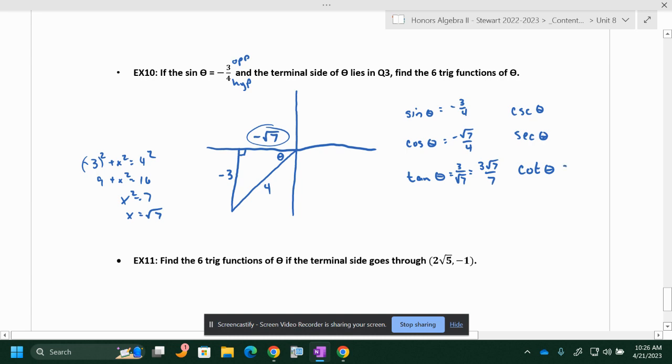I rationalize. And then I'm flipping my fraction for my cosecant. So negative 4/3, negative 4 square root 7. So this will be negative 4 root 7 over 7. And then this is going to be the square root of 7 over 3.